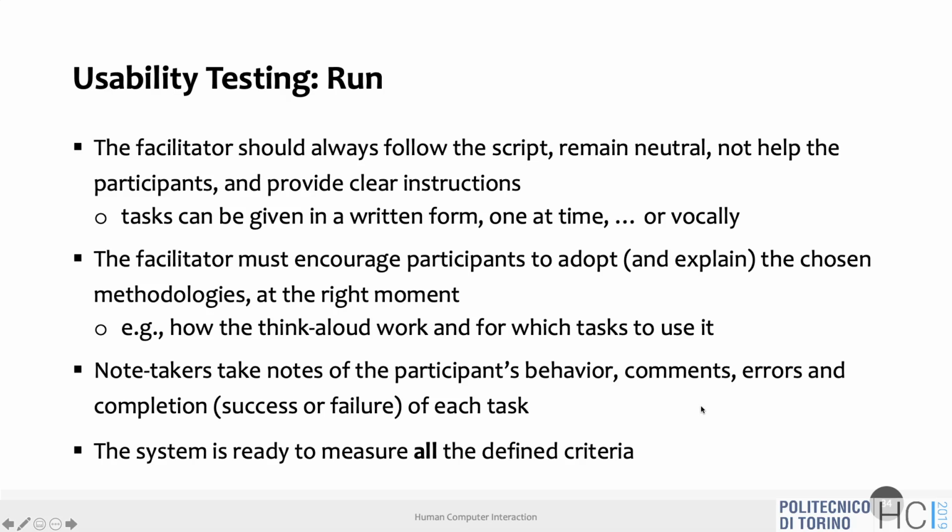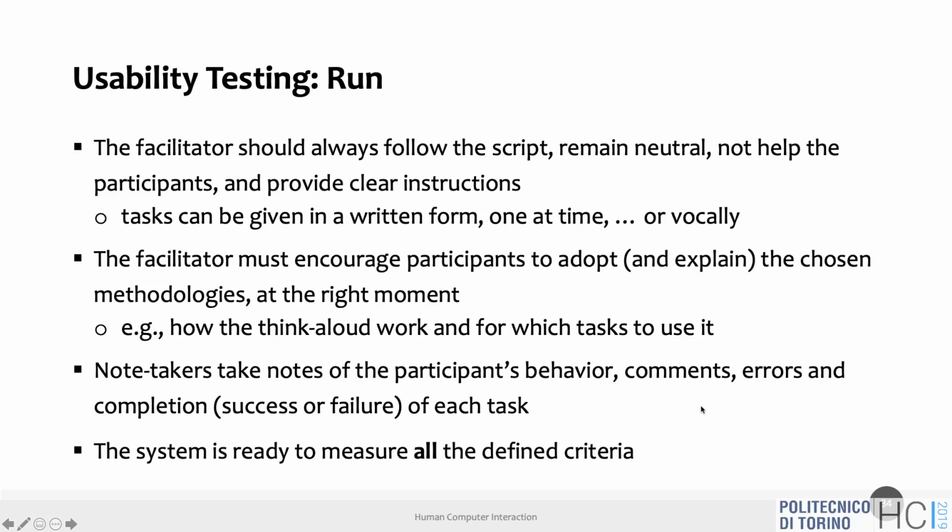If you use some methodology, it's the facilitator that must encourage the participant to adopt it, and explain at the beginning, at the right moment, what the methodology is for. So if you have just one task with the think aloud, you have to explain what the think aloud is, briefly, and how to perform it, and only for that task and not for the others, or only for a series of tasks, or for the entire session with think aloud.